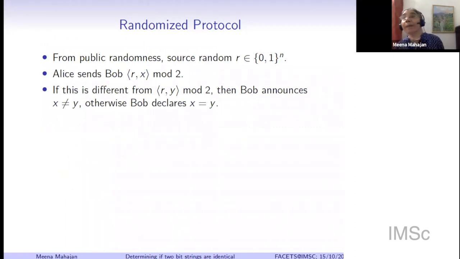Alice and Bob use public randomness, so they don't have to communicate the randomness. Publicly looking up some newspaper, some stock market numbers or whatever, they source a random string R of length n. Alice sends Bob the value of Rx mod 2. And Bob also is seeing R, so Bob is also computing Ry mod 2.